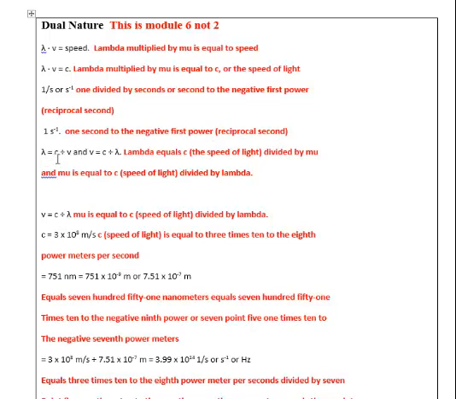Lambda equals c, the speed of light, divided by mu. And mu equals c, the speed of light, divided by lambda. C equals 3 times 10 to the 8th power meters per second. Lambda equals 751 nanometers, which equals 751 times 10 to the negative 9th power meter.